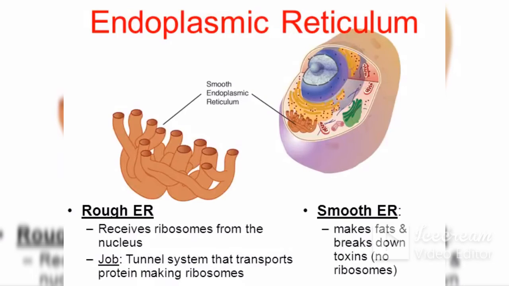So what about the smooth ER? Well, if the rough ER is covered in ribosomes, then a little common sense, the smooth ER is not covered in ribosomes. And you can see it has a different job. The job of the smooth ER is to help make lipids and fats and to help break down certain toxins. But the reason it gets its name smooth ER is it's not covered in ribosomes. The rough ER is covered in ribosomes, and that's why it kind of has a rough appearance to it.